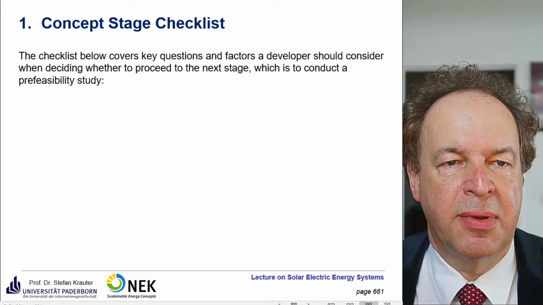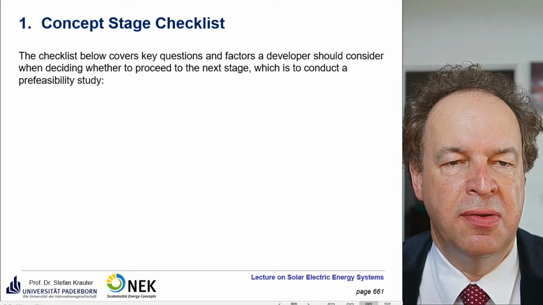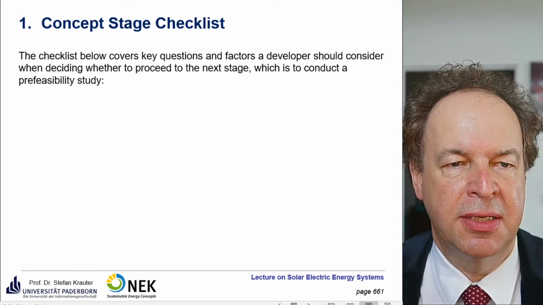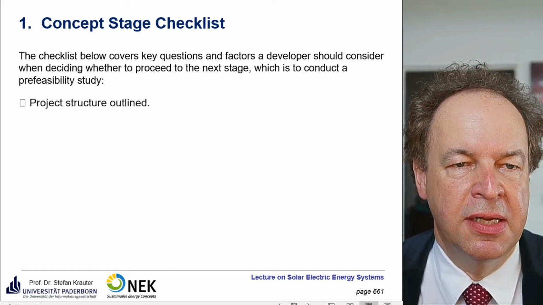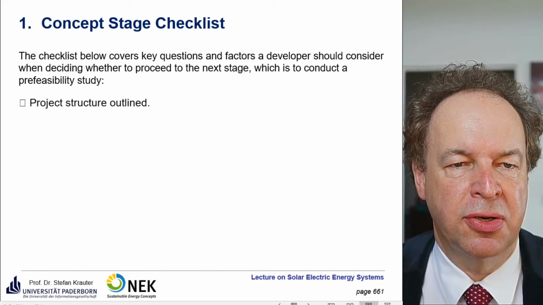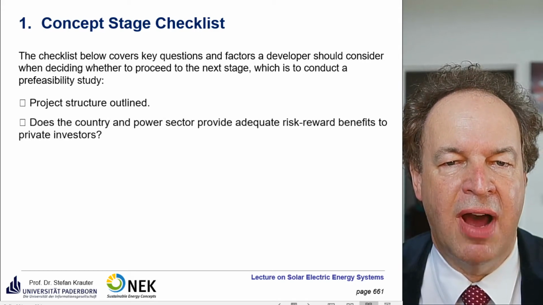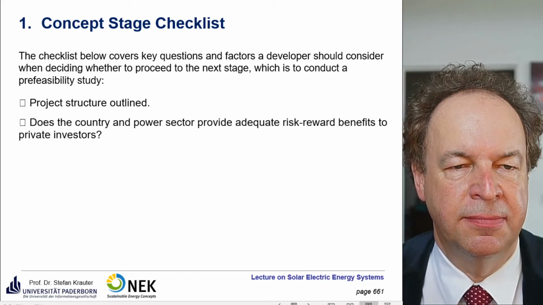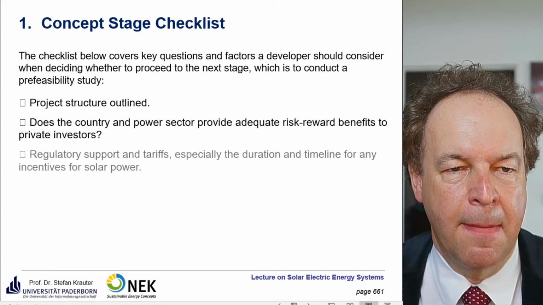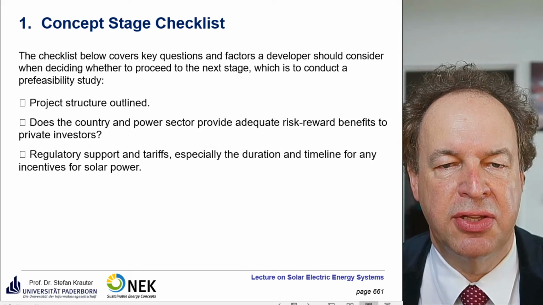Okay, start from the beginning. So the checklists, the concept stage checklist. So we will see here really what has to be done in detail for a pre-feasibility study. So the project structure has to be outlined. Does the country and power sector provide adequate risk reward benefits to private investors? How long is it valid? Regulatory support and tariffs, especially for the duration and timeline of any incentive of solar power.